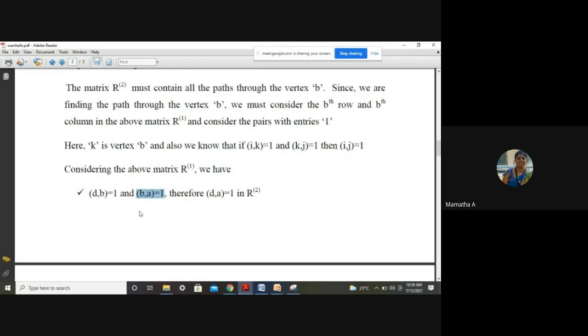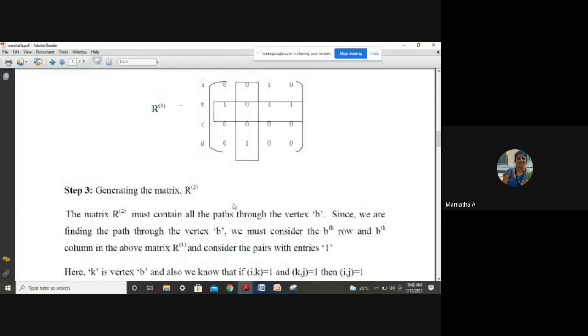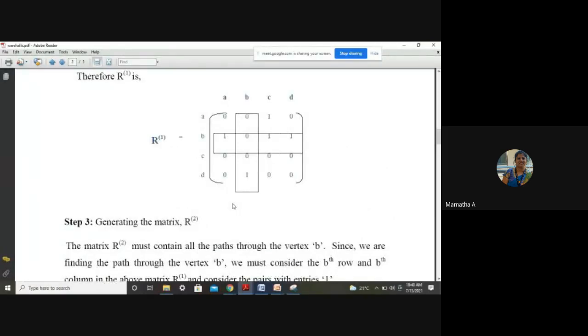Therefore, since D comma B equals 1 and B comma A equals 1, I conclude that there is a path through which vertex? Vertex B. That is, the path exists between D comma A. So D comma A is 1 in R2. I write it. Next, which combination should I take? Which combination?